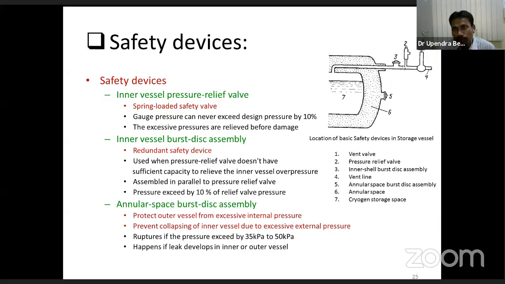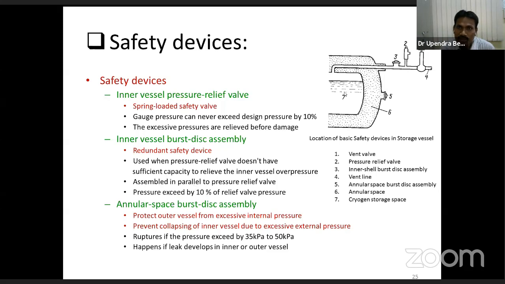And all the containers are also provided with a bursting disc. This bursting disc is a redundant safety. Suppose this safety valve is not working, or when the pressure inside the container is 10% more than the design or operating pressure, and the safety valve is not relieving the pressure, then the high pressure inside the inner vessel will make this bursting disc open up if the pressure exceeds by 10% of the relief valve.